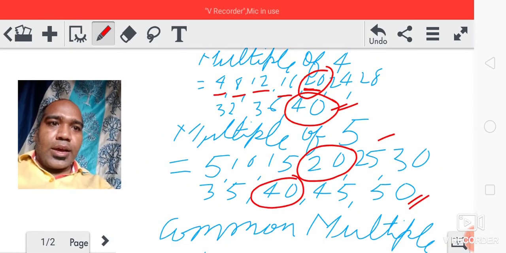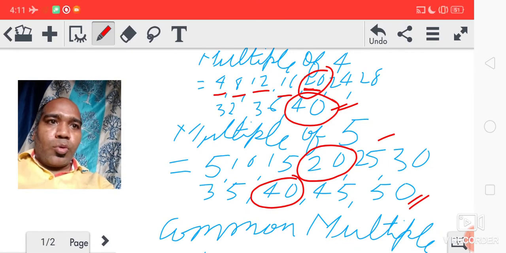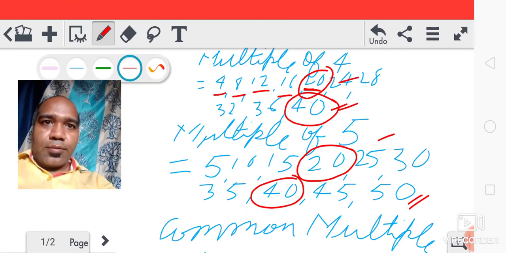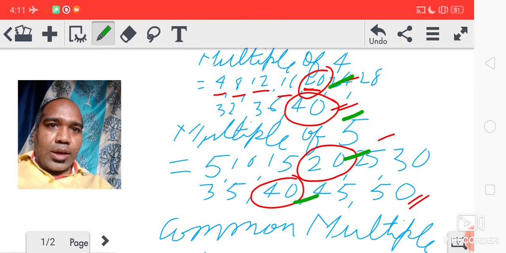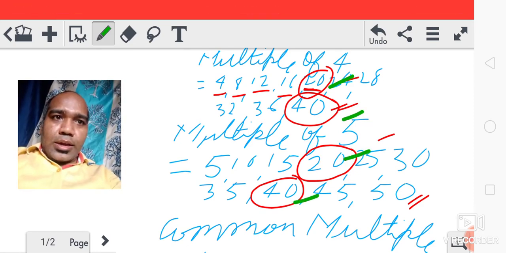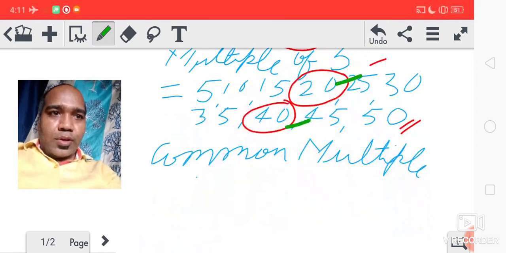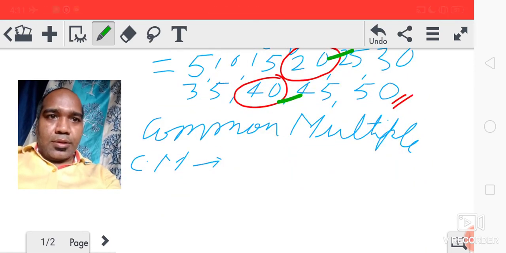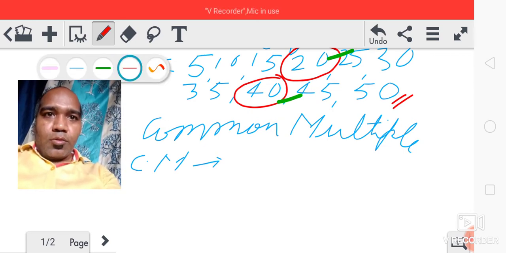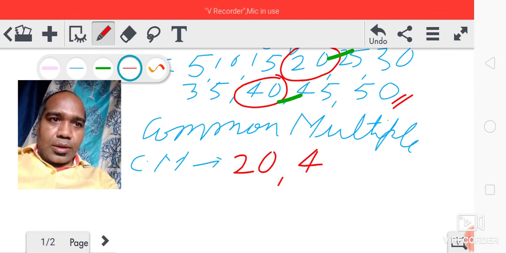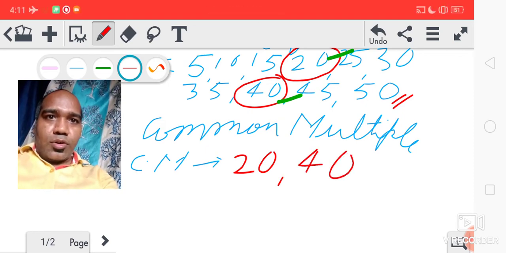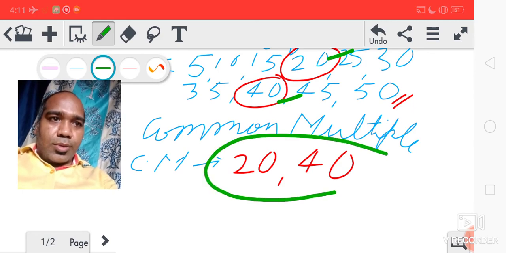Common means we are getting in both. So 20 and 40, 20 and 40 we are getting in both. In multiple of 4 also and in multiple of 5 also. So what will we write? Common multiple. So common multiple, what will we write? 20 and 40. Okay. So this is your answer, common multiple.